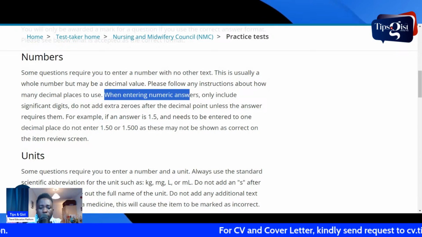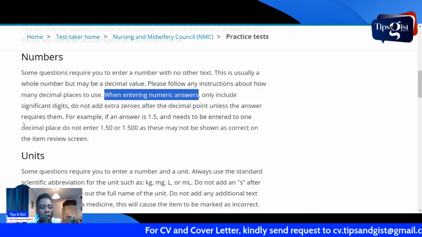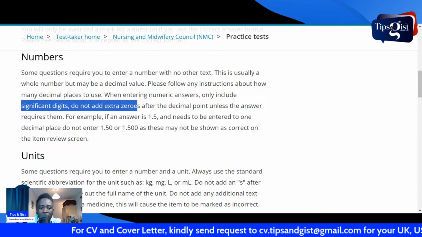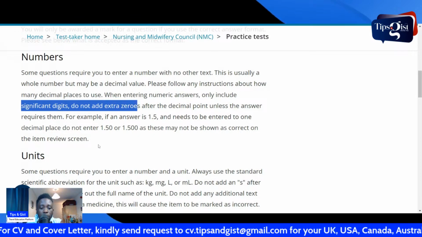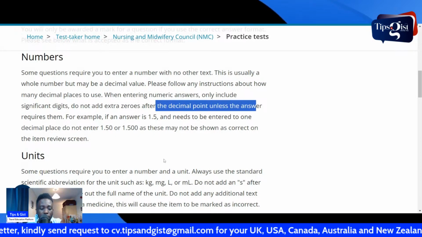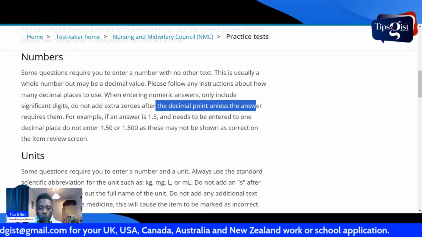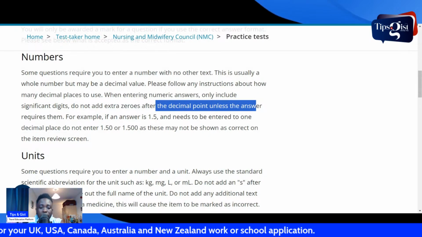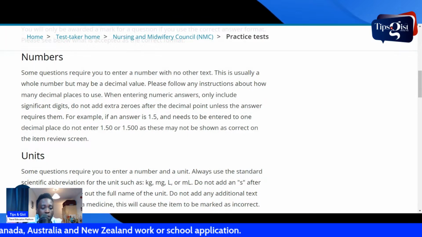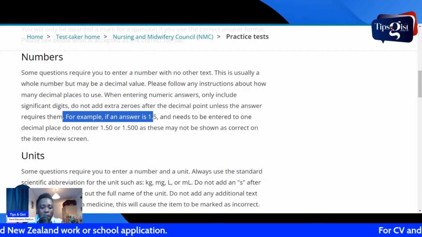When entering numeric numbers, only include significant digits. Do not add zeros, right? Do not add zeros after the decimal point. So if it is one whole number, you just write 1. You don't write 1.0. No. If they say a whole number, you don't add those zeros. All right. So for example, you can say 1.5.